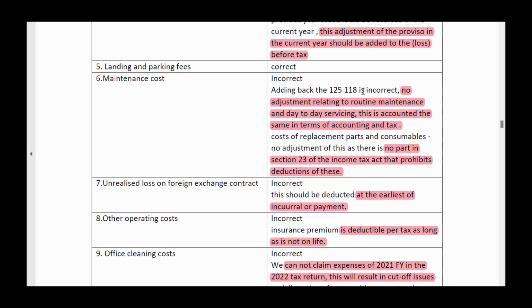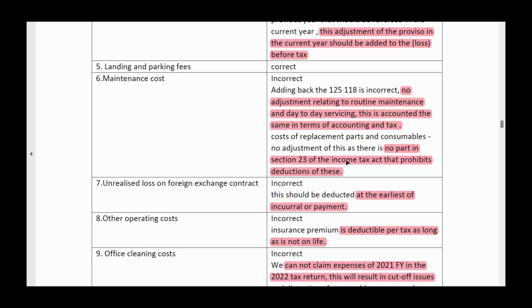On the maintenance cost, there was a lot of information given around this in the case study. The candidate simply says adding back the 125 million is incorrect, no adjustment relating to routine maintenance and day-to-day servicing. This is accounted in the same way in terms of accounting and tax. So again, we're not seeing the tax principles that will have to be applied to justify that these amounts are deductible or not deductible. And then in dealing with the replacement parts and consumables, they just refer to Section 23 does not prohibit these deductions.